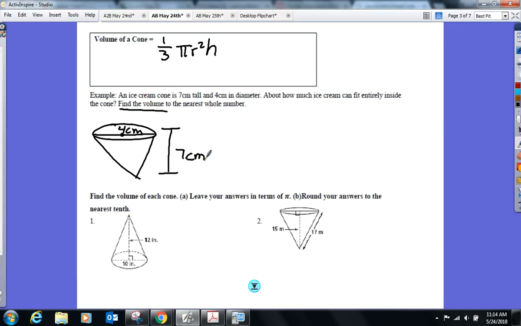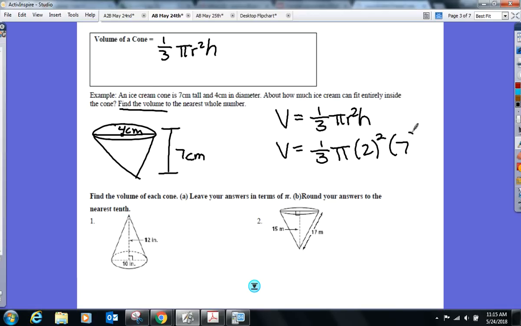7 centimeters. And a couple of you guys have been asking me this a lot. If it doesn't say slant height, you can assume it's the Mission Impossible height. All right? So volume is 1/3 pi r squared times the height. 1/3 pi. What's the radius here? 2 squared and the height of 7 I gave you.